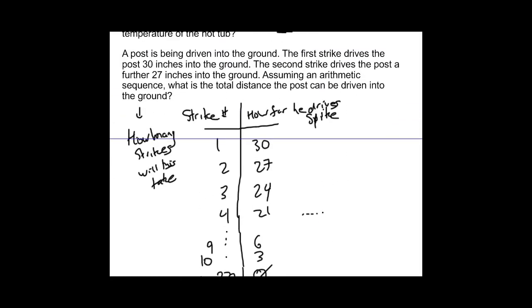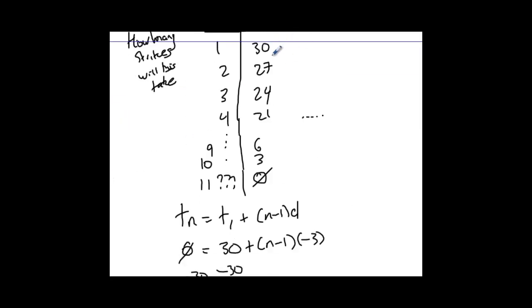Here's where this leads into today's lesson. In order to figure out the total distance the spike has been hit into the ground, we would need to take 30, add 27, add 24, add 21, add 18, add 15, add 12, add 9, add 6, and add 3, and that would be 1, 2, 3, 4, 5, 6, 7, 8, 9, 10 strikes that you hit it into the ground for.